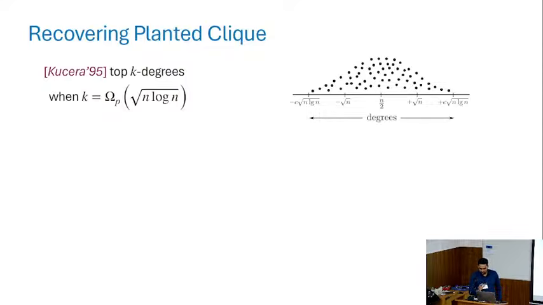Well, if the problems become easy when k becomes larger, for example, if k is close to n, then the independent set or clique really stands out, and even the degrees will tell you the answer. For example, k larger than square root n log n.